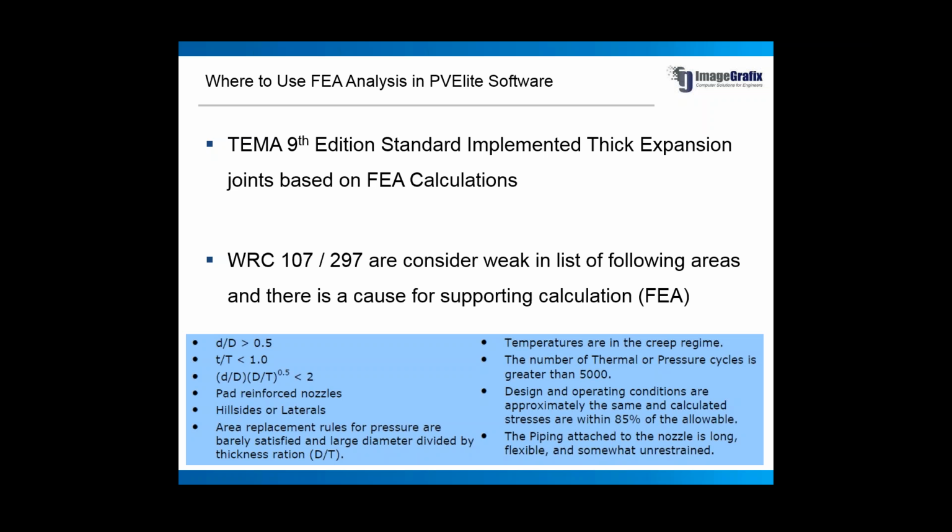Similarly, for the hillside nozzles, lateral nozzles, the straightforward requirement is FE analysis, because WRC addresses only the radial nozzles. So whenever there are radial nozzles, then WRC is fine. Even for the radial nozzle, there are a few more limitations, like the d/D ratio, temperatures in the creep range, and the fatigue cyclic load, if the fatigue cycles go more than 5,000 cycles. So these are the criteria where you may need to go for FEA analysis, and WRC 107 and 297 results are considered weak in these particular areas.